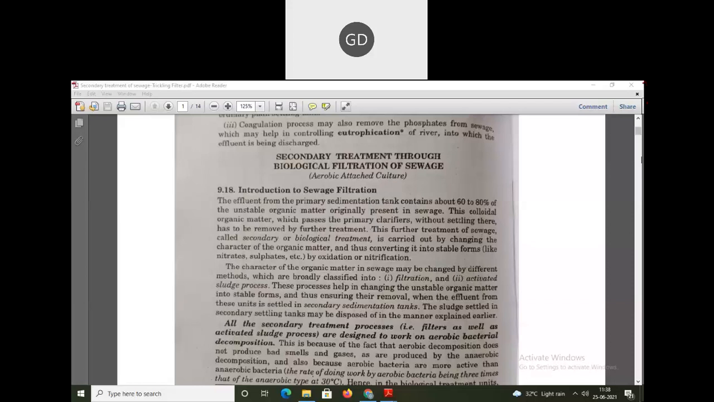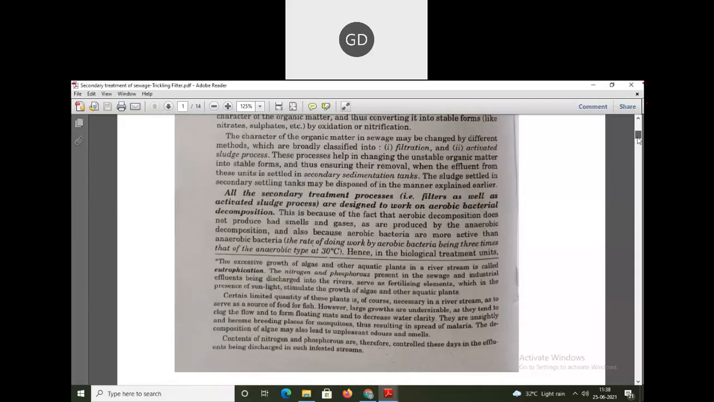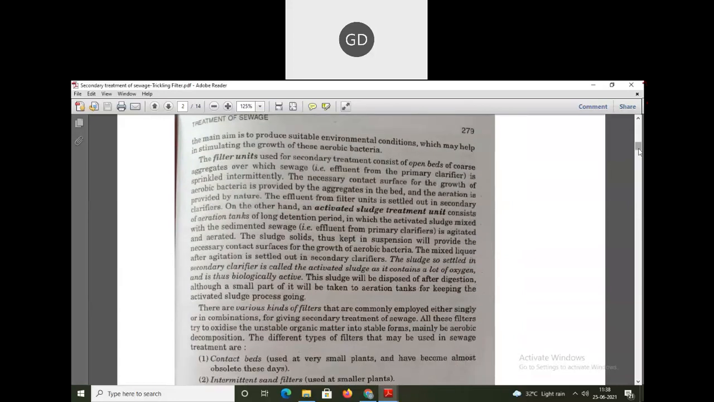The secondary treatment is designed to work on aerobic decomposition because, since it is in the presence of oxygen, there are no bad smells or gases evolving. There are no bad gases produced, unlike anaerobic decomposition. Also, aerobic bacteria are more active than anaerobic bacteria, almost 3 times as active at 30 degrees Celsius. So we should try to make a suitable environment in which these aerobic bacteria can grow and work. We have to maintain such environmental conditions.